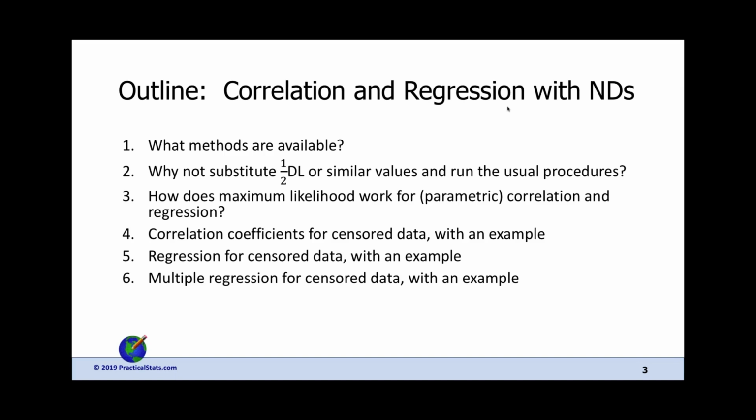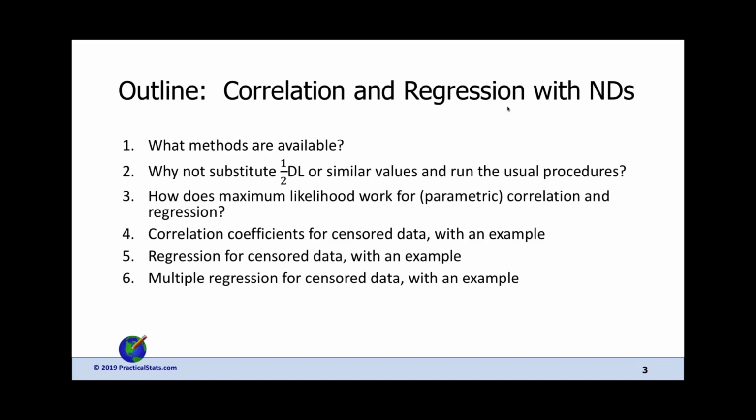We want to talk about one of the primary methods for doing this kind of work without substitution, and that's called maximum likelihood. These are parametric methods, so they would give you correlation coefficients somewhat similar to Pearson's R, the R correlation coefficient, and similar to standard regression.